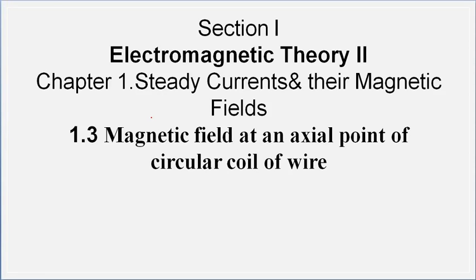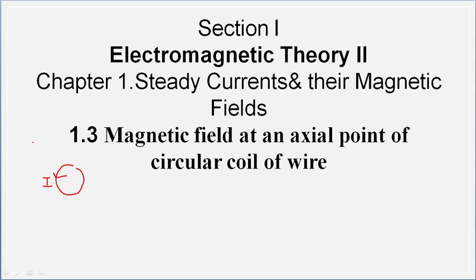Today we will apply Biot-Savart's law to find the magnetic field at an axial point of a circular coil of wire. When you say coil, there are many turns. So we have a loop. Loop means it is a single turn like this, carrying a current.